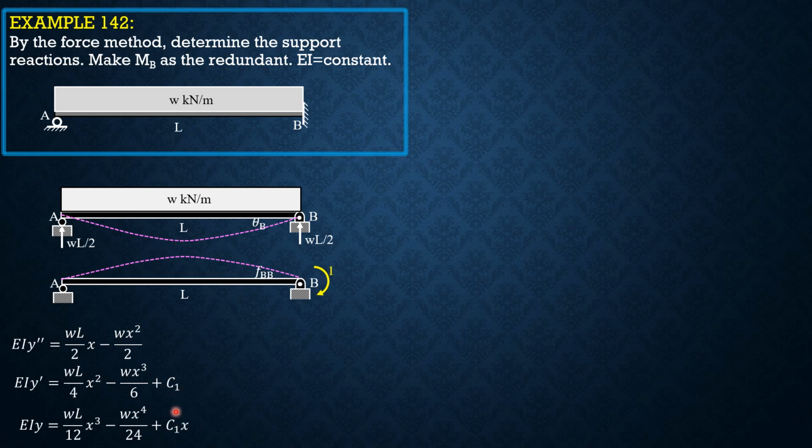Then let's evaluate C sub 1 when X is L, Y is 0. So 0 equals WL over 12 times L cube minus W over 24 times L to the 4th plus C sub 1 times L. Solving for C sub 1 is negative WL cube over 24. Theta A therefore is WL cube over 24 EI. That's the meaning. Theta B is positive of that value, WL cube over 24. But let's show that theta B is really WL cube over 24 EI.